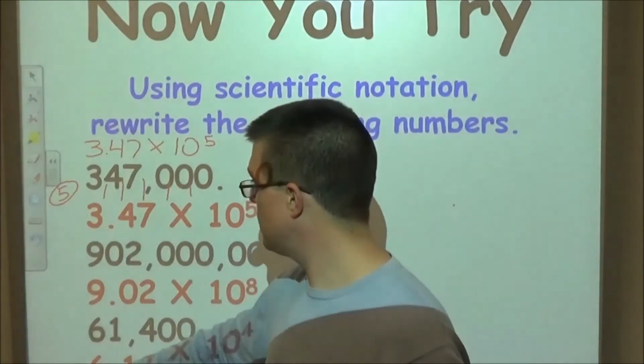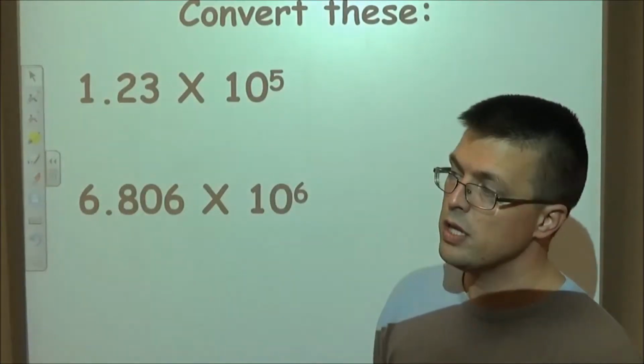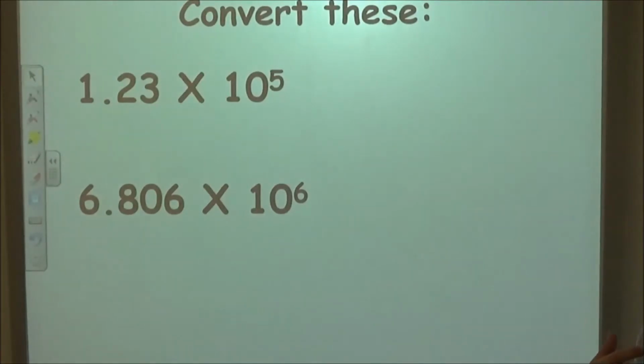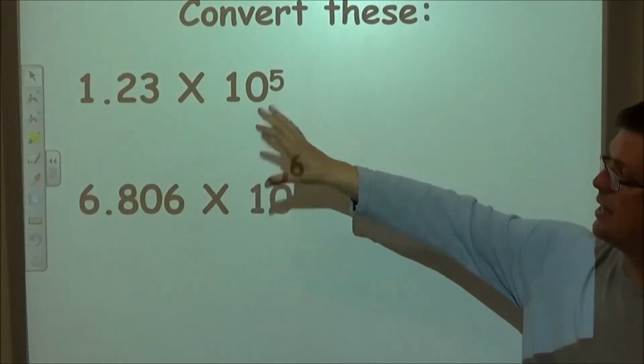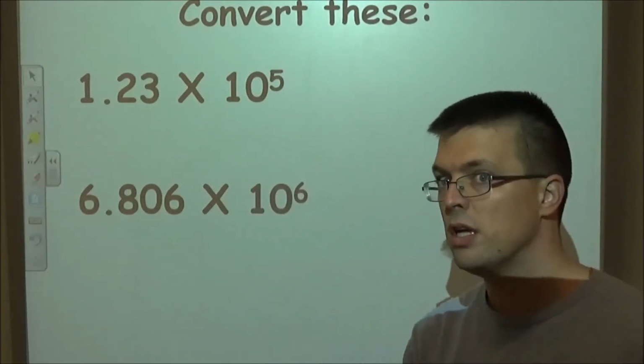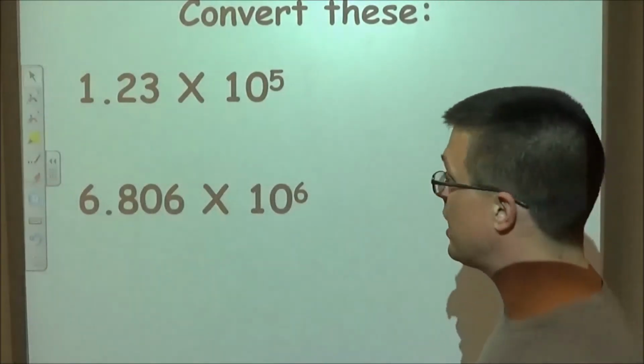Now, what we're going to do now is reverse the process. Let's say you had scientific notation to start with, and you're going to turn it back into standard notation. In other words, the number that we can actually read and understand.